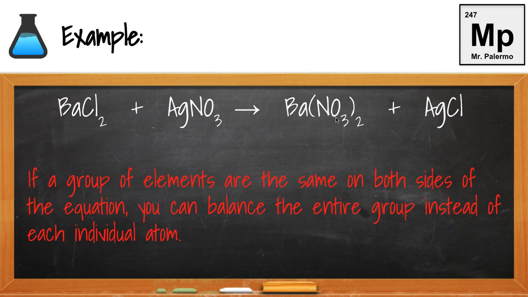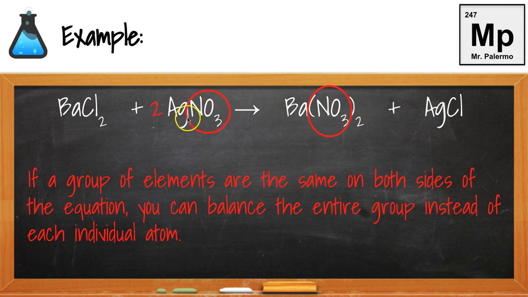And lastly, if we have a group of elements that are the same on both sides of the equation, like we have NO3 here and NO3 here, we could treat them as a whole unit and balance them out instead of balancing out the N's and the O's individually. Either way is going to get you the same answer, but just a little bit faster. So if you look at this NO3 in parentheses, there's a 2 subscript, meaning there's 2 NO3 units. Over here, I only have 1. So I could put a 2 out in front, and now 2 times the 1 NO3 gives me 2 NO3s, and now the NO3s are balanced.